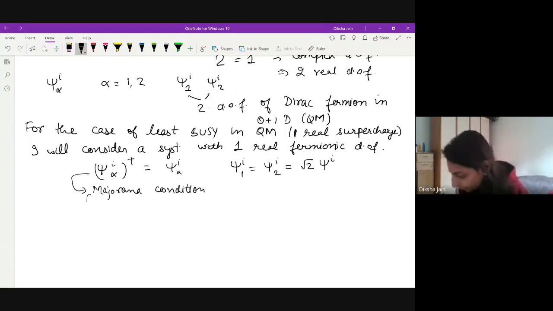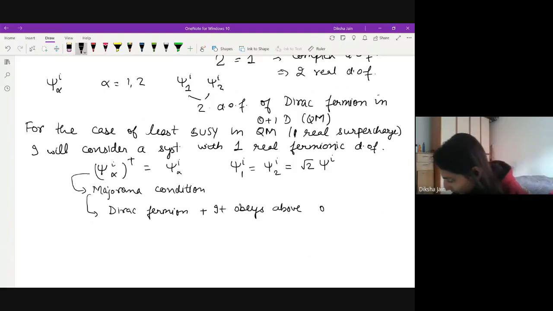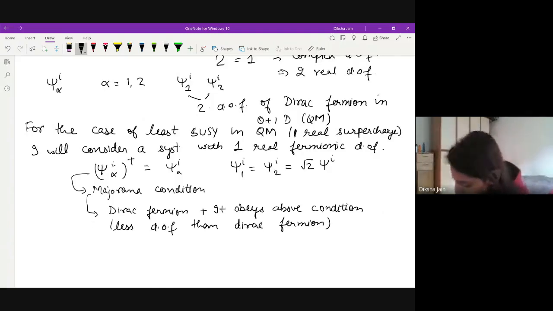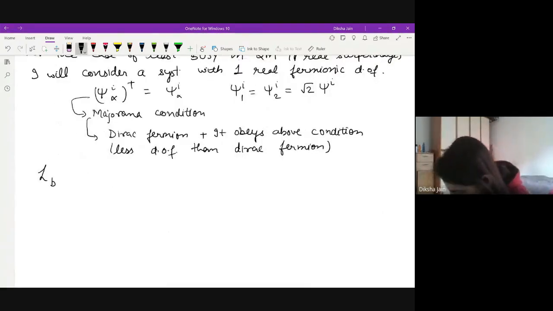So what is a Majorana fermion? Basically, it's a Dirac fermion plus it obeys the above condition. So it has a smaller number of degrees of freedom than a Dirac fermion. Okay. So what have we done till now? I took a Lagrangian of a boson and I took this boson to be real. So I have one real bosonic degree of freedom.